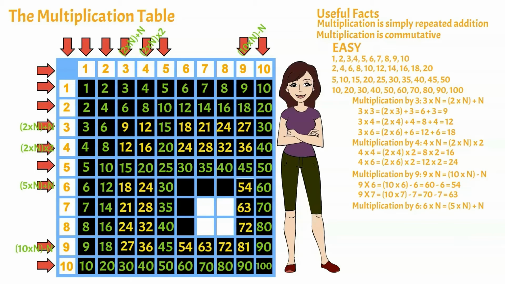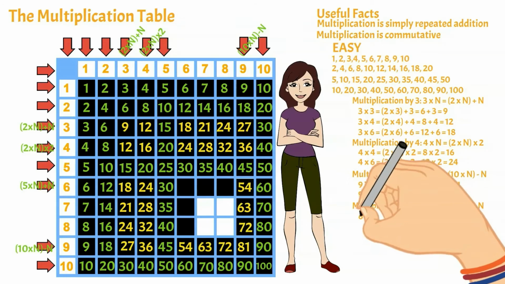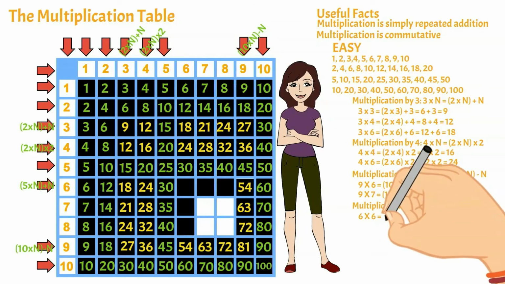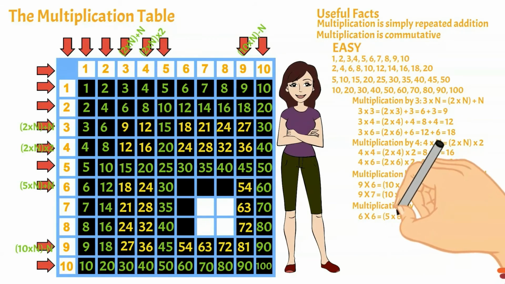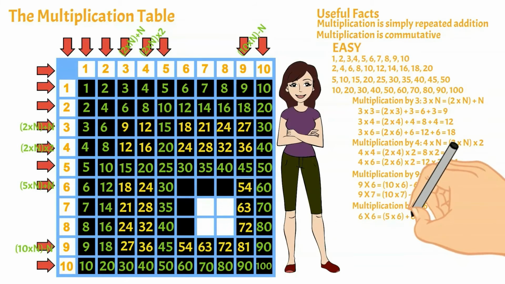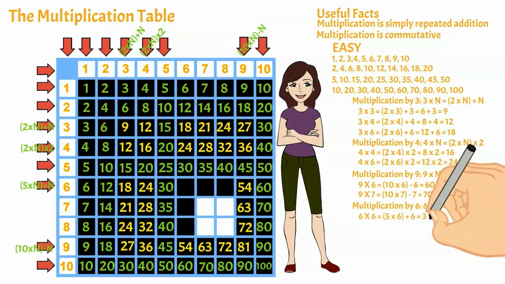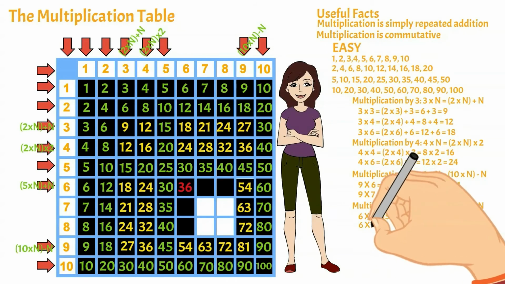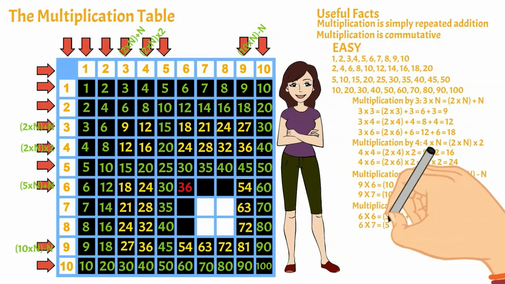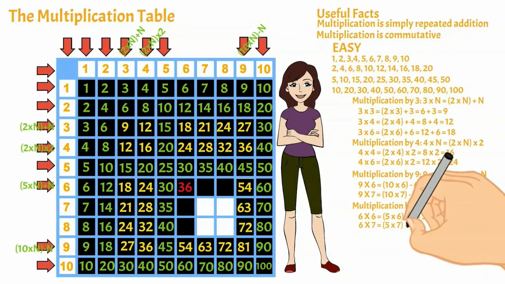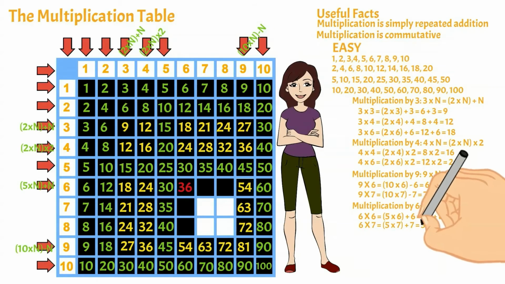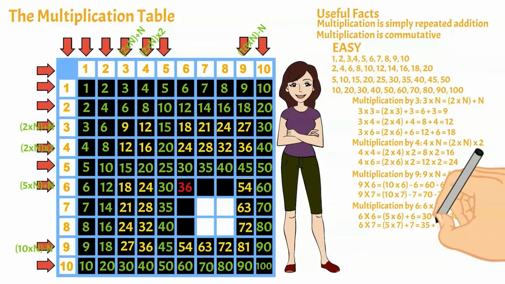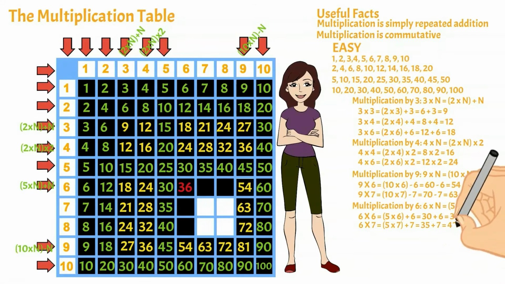Let us start with 6 times 6. 6 times 6 is actually 5 times 6 plus 6. It then becomes 30 plus 6, which is equal to 36. Next, 6 times 7 equals 5 times 7 plus 7. This is equal to 35 plus 7, which is equal to 42.